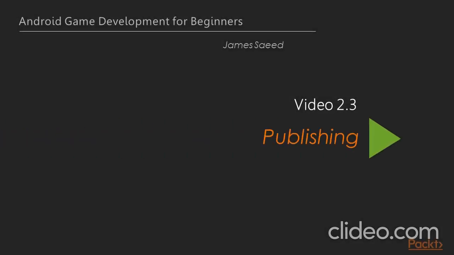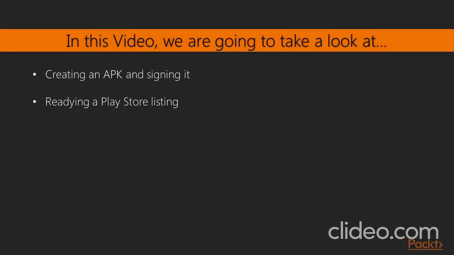We're finally going to learn how to publish our basic Android app. We're going to look at how we would go about creating the APK and then signing it, and then also readying a Play Store listing for upload.